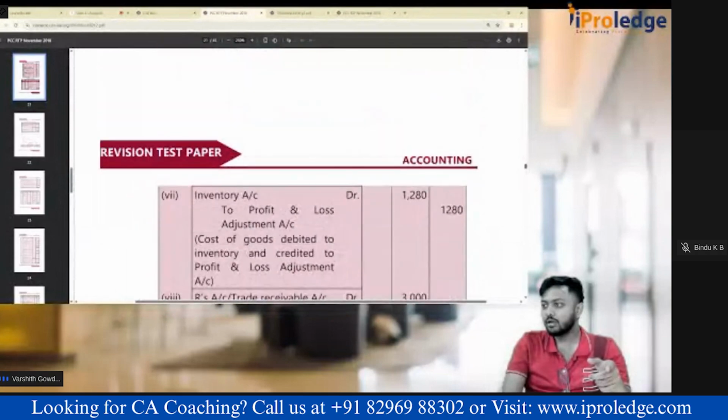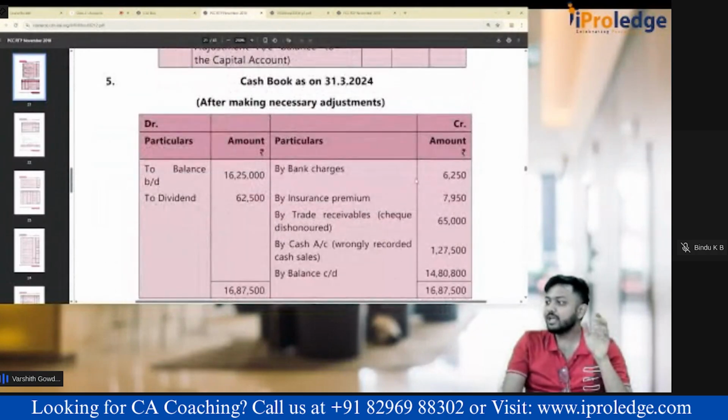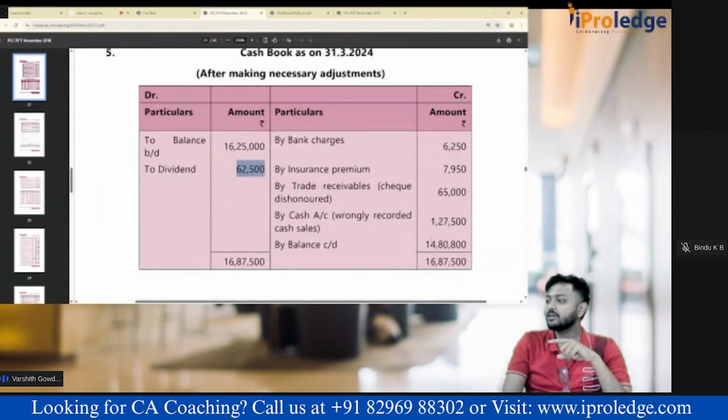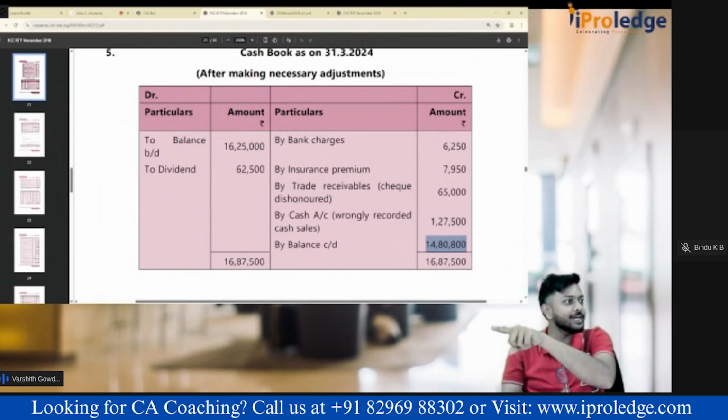I want only cash flow. So if you see here, the only thing that came to plus was dividend. Rest all minus: check dishonored, cash sales. So now you have adjusted all the errors, and the balance came to 14,80,800. Now you use this balance for doing BRS.